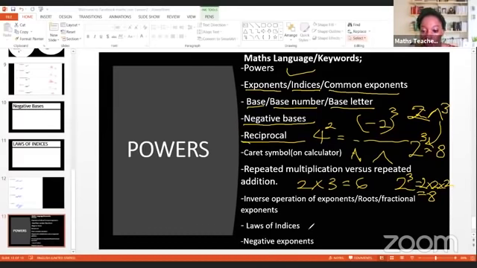And of course, we've talked about the laws of indices, and we've talked about negative exponents like this, yeah? And you know this is 1/16 because it's the reciprocal of 4 squared.